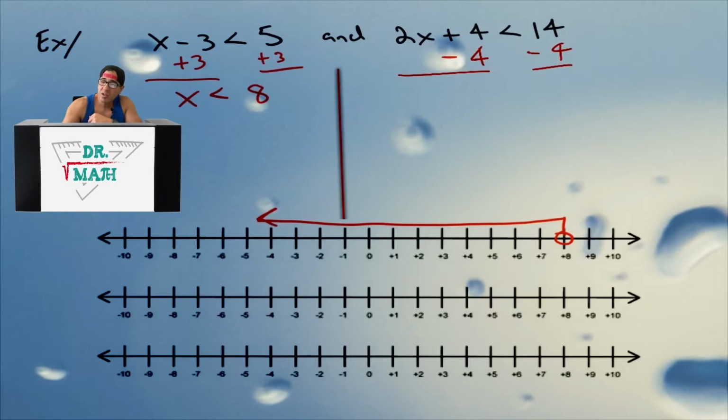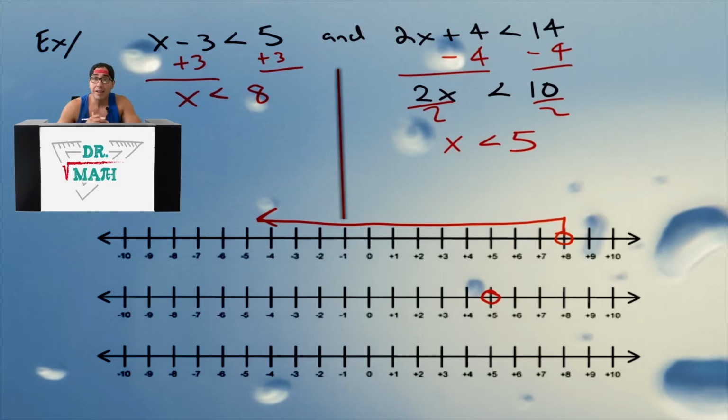We treat it just like an equation, and you get 2x is less than 10. Divide by 2, divide by 2, so you get x is less than 5. On this graph you have 5. Again, you have an open circle because you're not including that 5, and it's everything to the left, to the left, to the left.